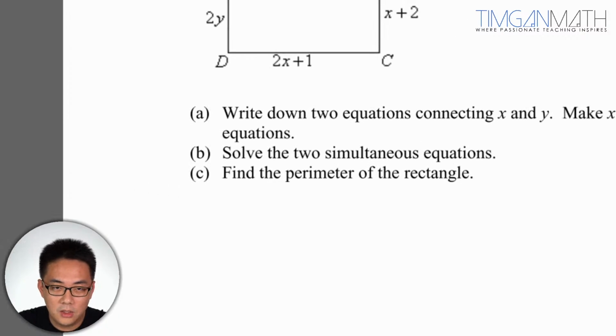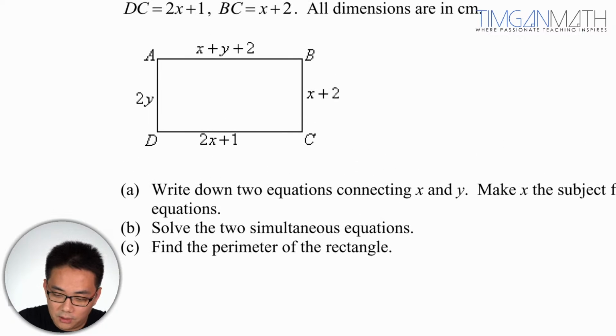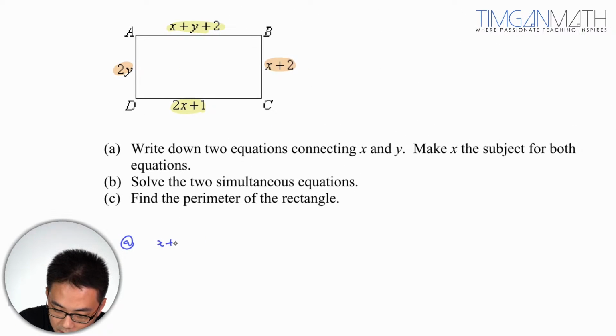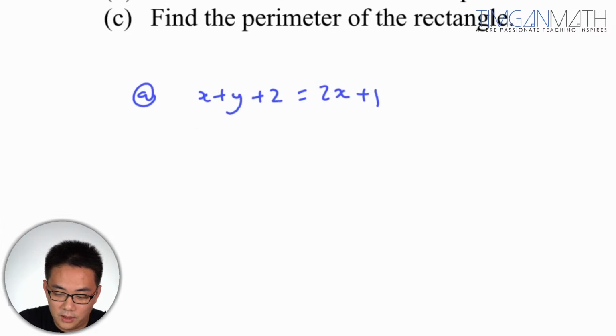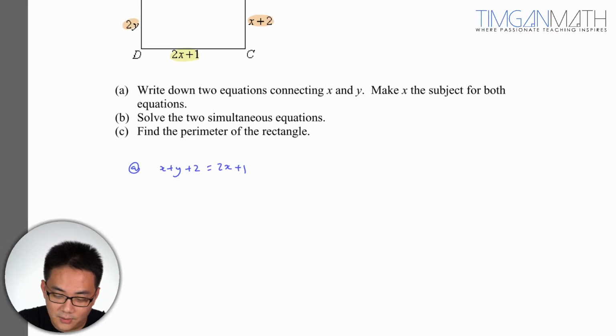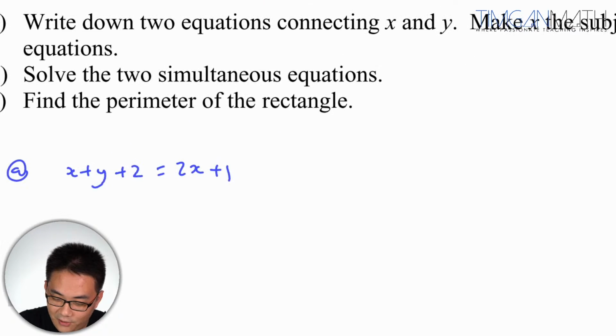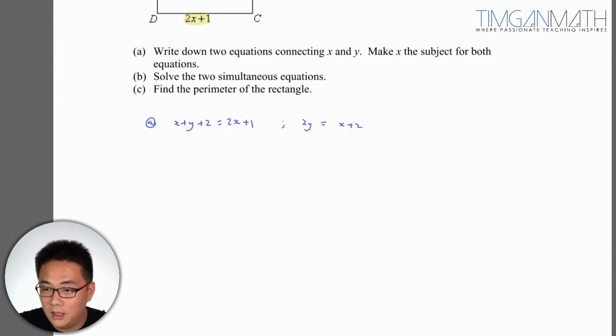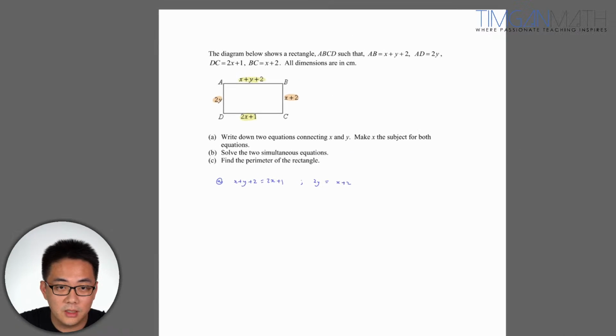I think the first thing is to straight away write this rectangle. This would be equal to this, right? So we just equate them. Then you have this equals to this, you just equate them. So the first one is x plus y plus 2 equals 2x plus 1. They want us to make x the subject. So this is the first equation. The second one is 2y equals x plus 2. That's a pretty okay expression, not too confusing or complicated.